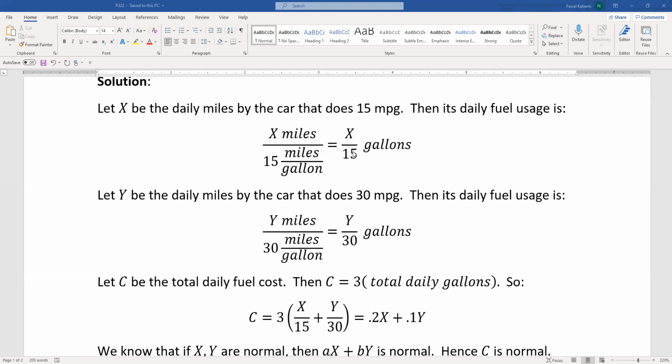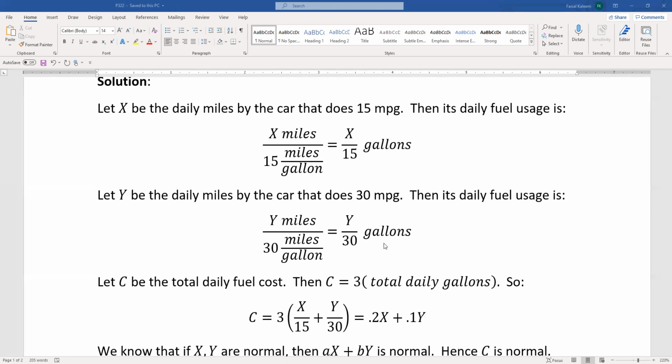Similarly, for the second car, it goes Y miles and it does 30 miles per gallon. So if I divide Y miles by 30 miles per gallon, miles and miles cancel out and I get Y divided by 30 gallons. So now I have the gallon consumption of both cars: x over 15 for the first and y over 30 for the second.